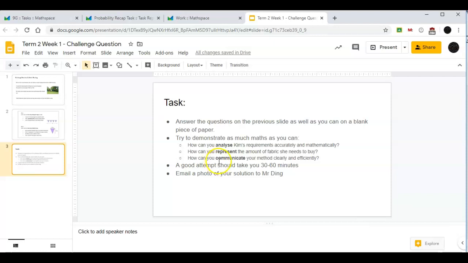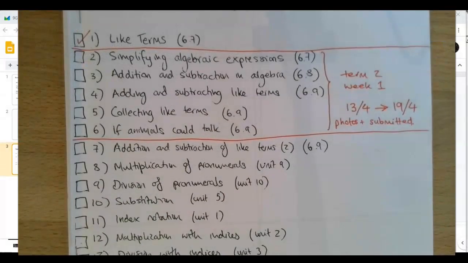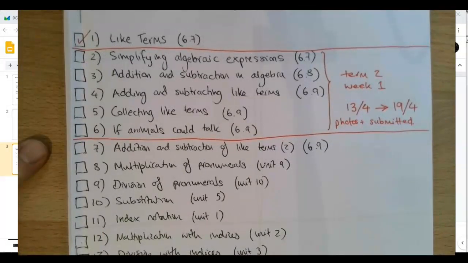The beginning of next week, I will post answers to the parts of the worksheet that we've done this week, so that you can mark it yourself. But I'll only do that after you've had a chance to submit all your work.